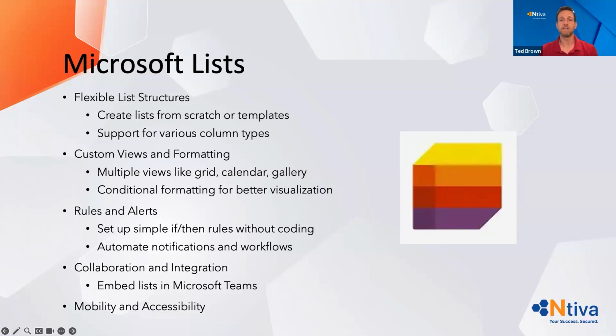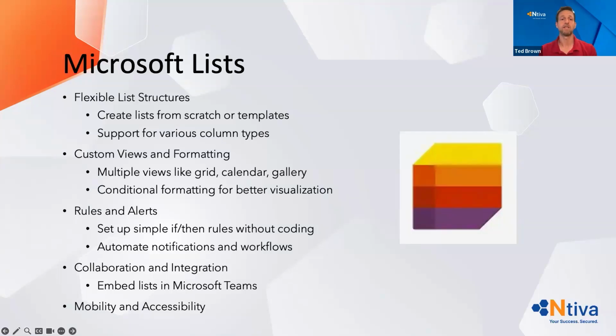For example, if a list item changes to complete, you can send an email to the team, all configurable through the list interface. This helps automate notifications and workflows tied to list data. You can also enable reminders, alerting you before a due date so you can stay on top of your deadlines.